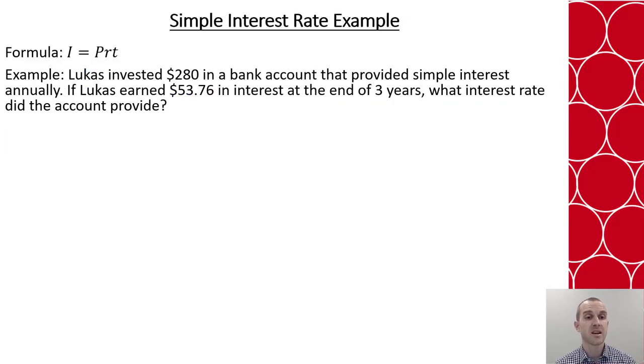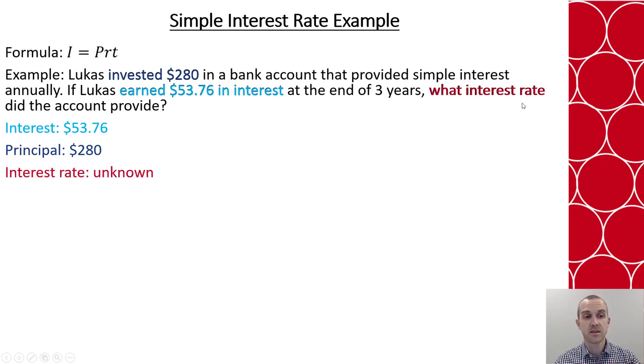Now, what if we wanted to calculate the rate? We can still do it using the same formula. So say that Lucas invested $280 in a bank account that provided simple interest annually. If Lucas earned $53.76 in interest at the end of 3 years, what interest rate did the account provide? So we know how much interest he earned. We know the original investment, our principal. We are told to figure out the interest rate, so that's unknown, and we're told that this is an annual simple interest over 3 years.